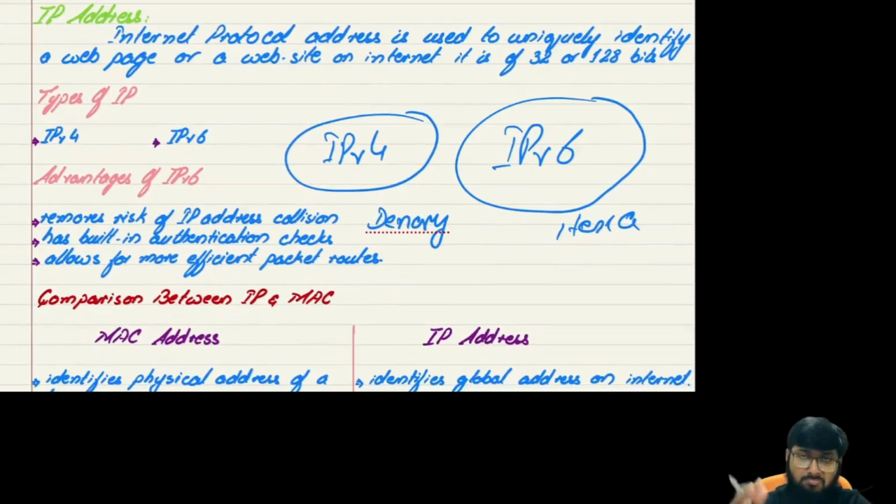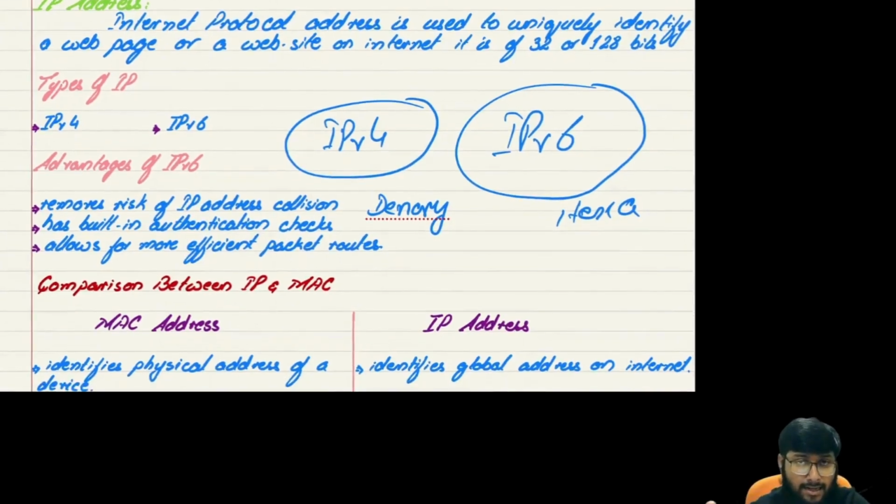IP collision. Now what do you mean by IP collision? That means multiple web pages or websites cannot have the same IP, because we have a lot of range. If they had the same IP, they couldn't be recognized uniquely. So there was a shortage of IPs. That is the reason we switched towards IPv6.